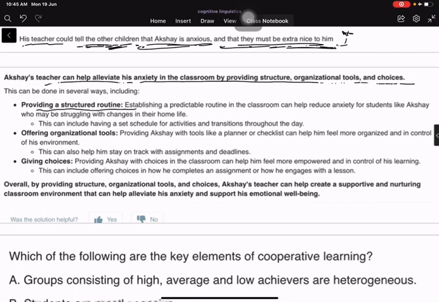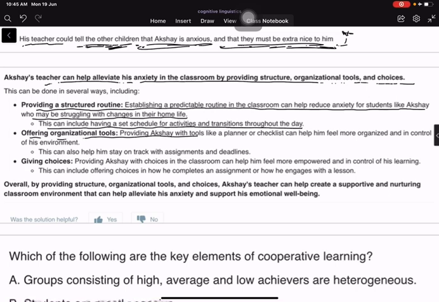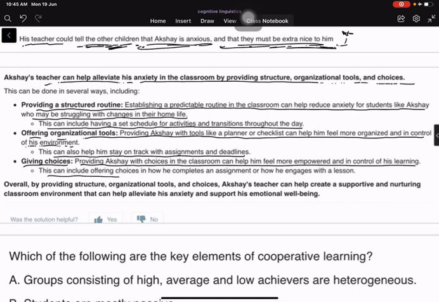Providing a structured routine: establishing a predictable routine in the classroom can help reduce anxiety for students like Akshay who may be struggling with changes in their home life. This can include having a set schedule for activities and transitions throughout the day. Offering organizational tools: providing Akshay with tools like a planner or checklist can help him feel more organized and in control of his environment. This can also help him stay on track with assignments and deadlines. Giving choices: providing Akshay with choices in the classroom can help him feel more empowered and in control of his learning. This can include offering choices in how he completes an assignment or how he engages with a lesson.